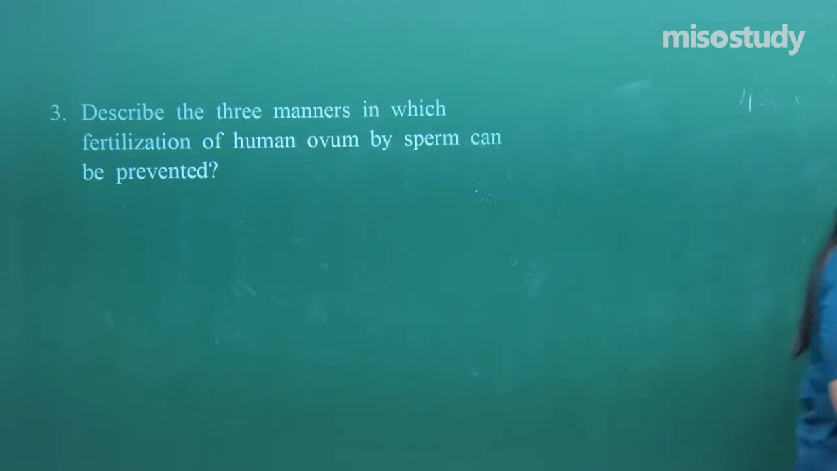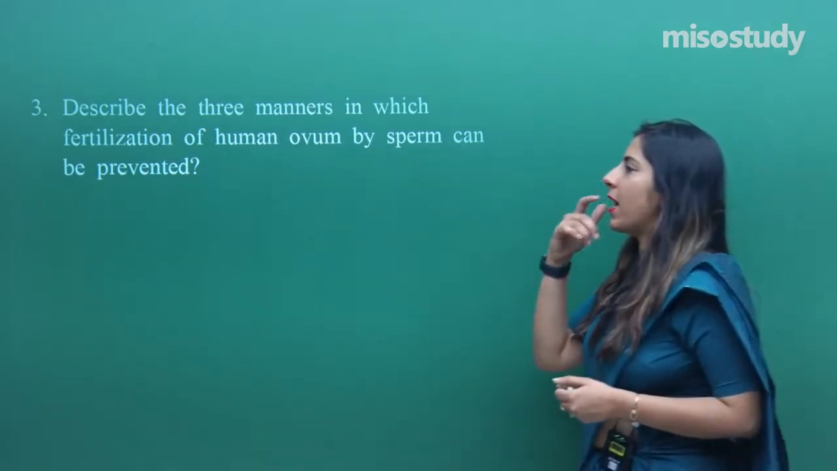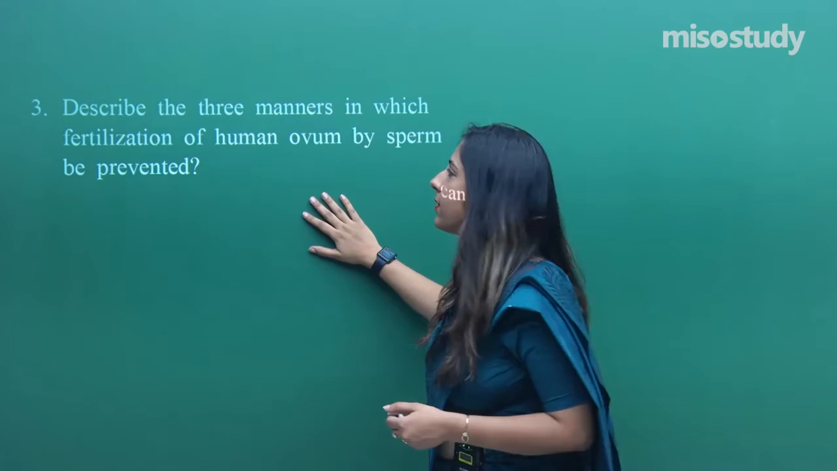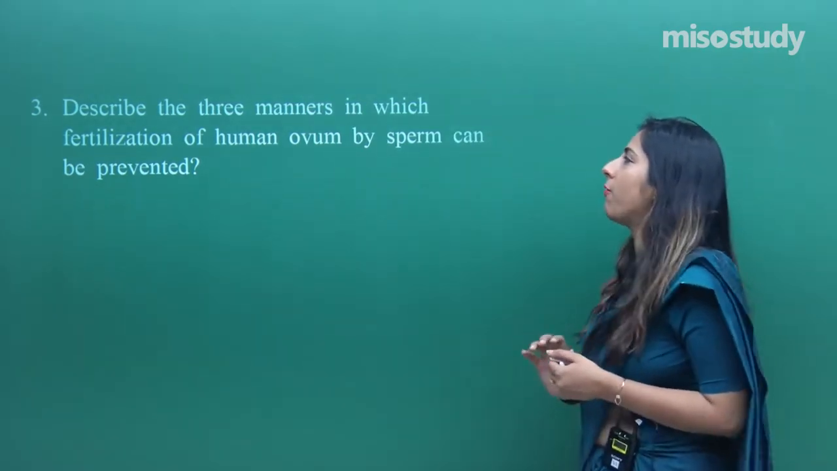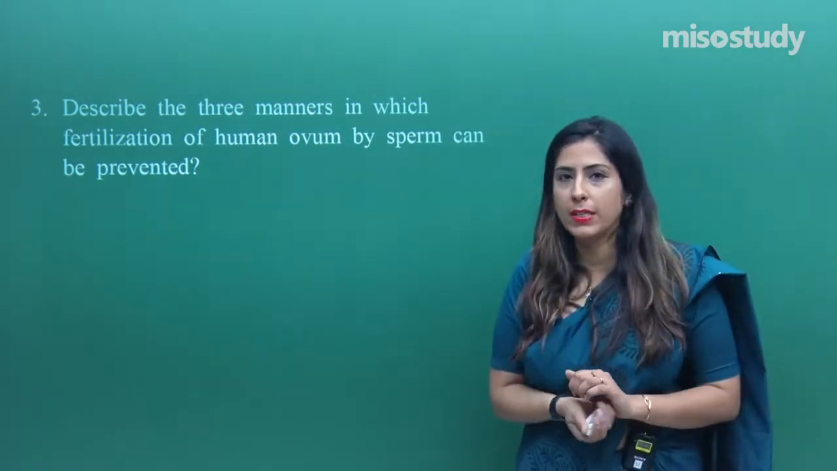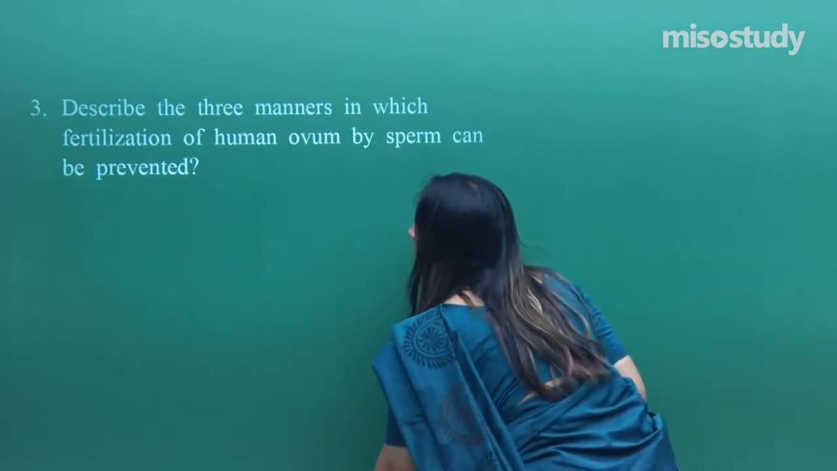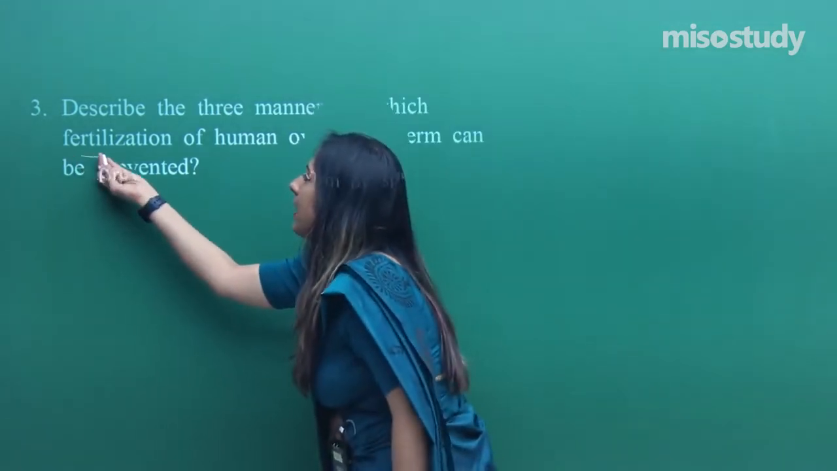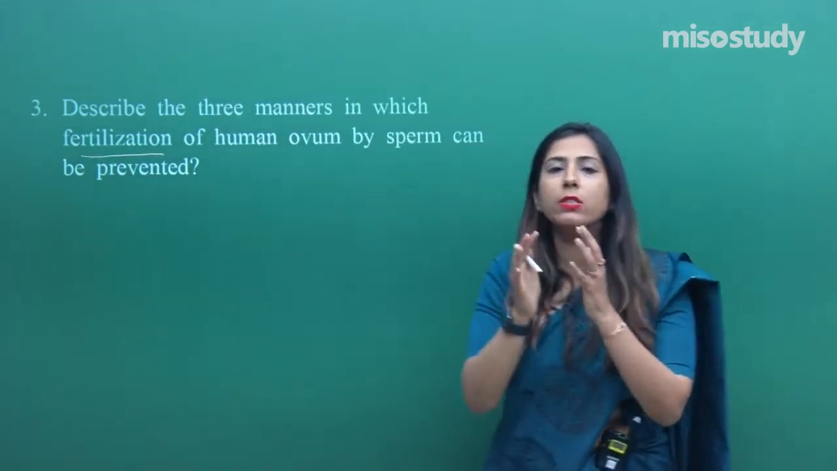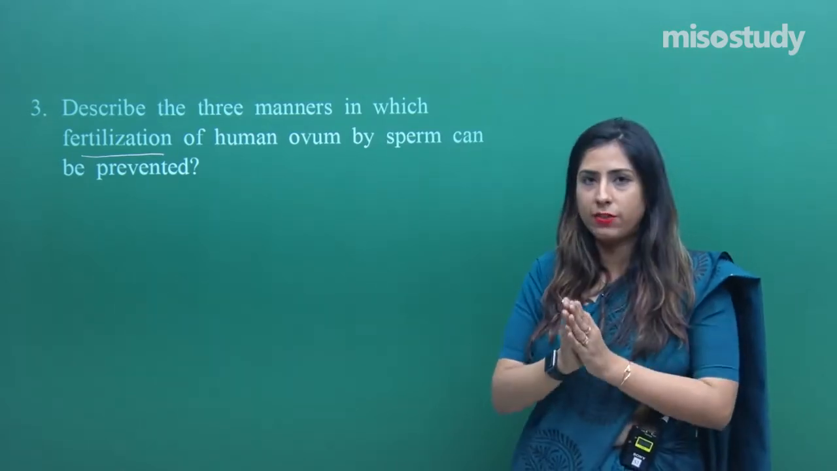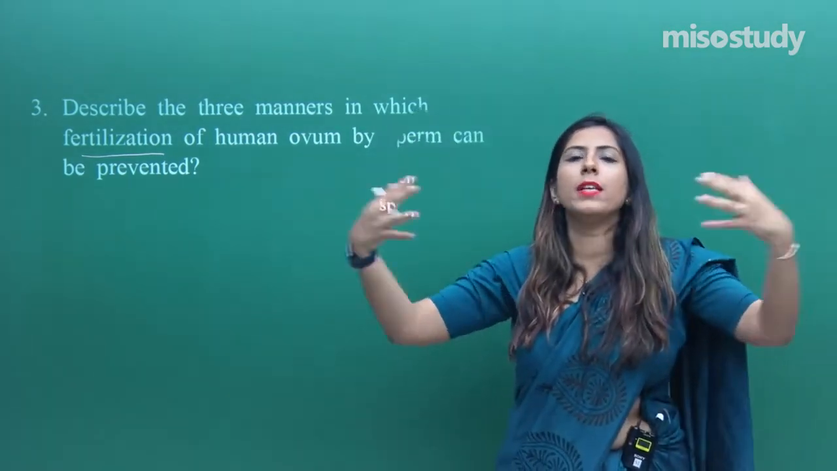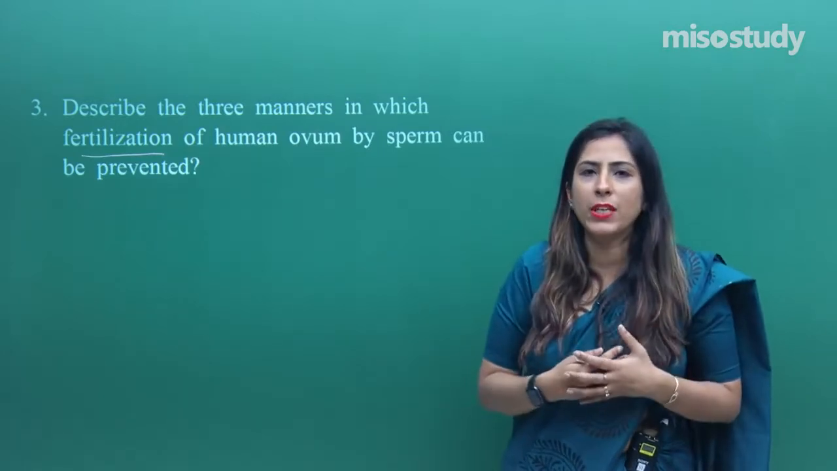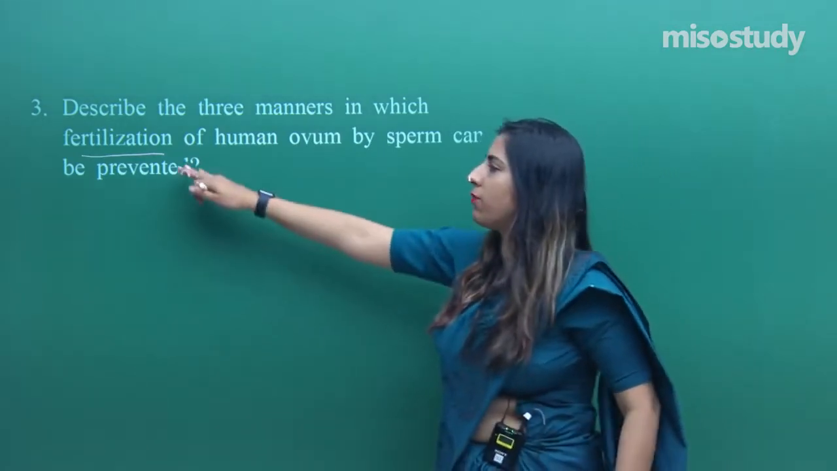Thank you. Now, students, now it's the time for the third question. That is, describe the three manners in which fertilization of human ovum by the sperm can be prevented. Now, students, one important thing, that is fertilization. You need to know what you mean by fertilization. Fertilization is the meeting of the female gamete and the male gamete. When these two gametes come close to each other, they will lead to the fertilization.